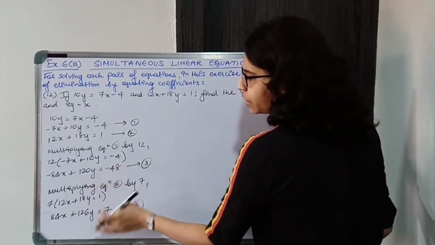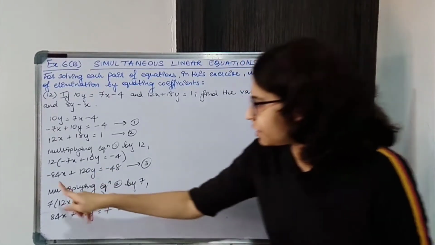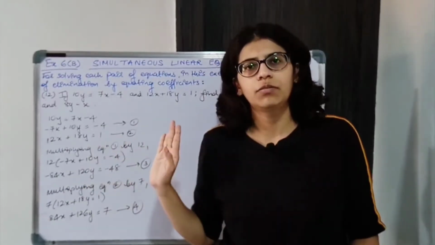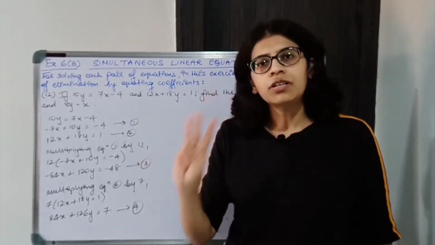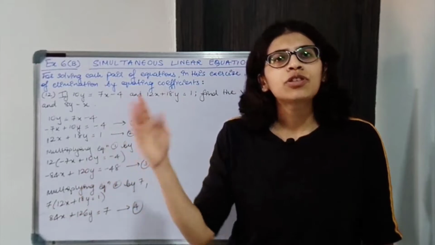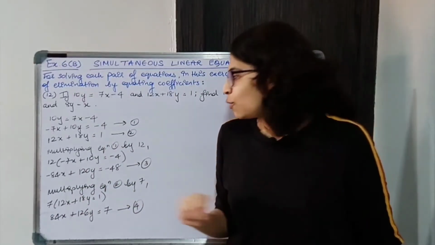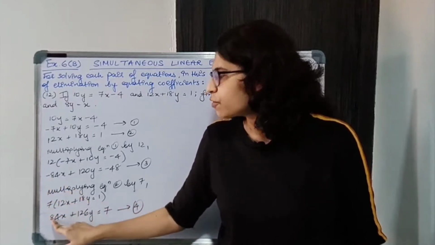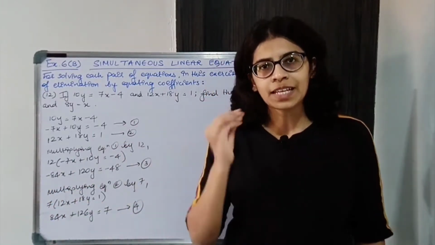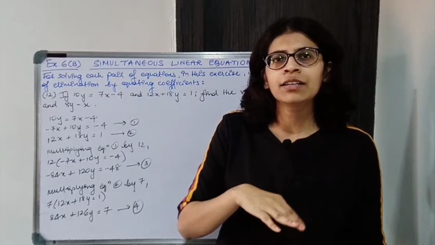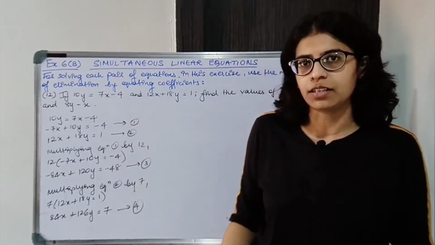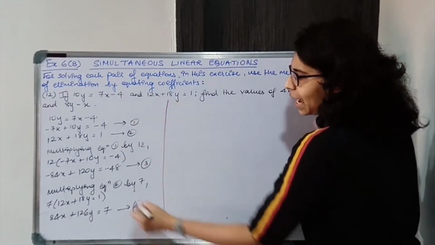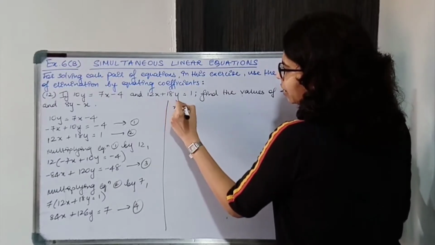Now we'll consider the new equations because we have already made the coefficients equal. Now third step, we'll add the equations or subtract the equations. Now we'll be adding the equations because the signs of the coefficient are opposite. Sign check करो, sign opposite है तो add करना है, sign same है तो subtract करना है. So I'll be adding. So adding 3 and 4.